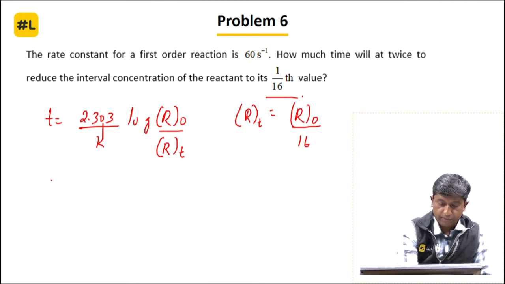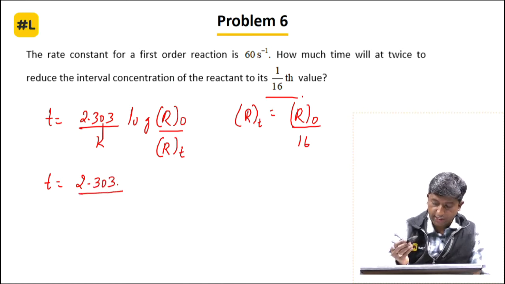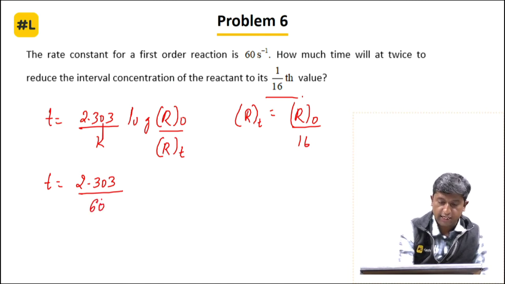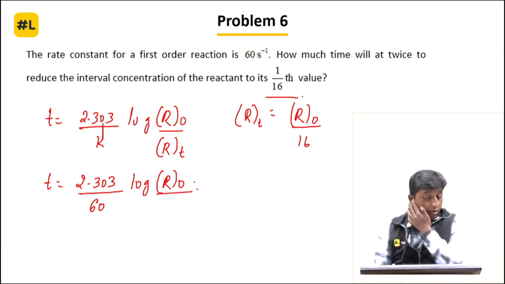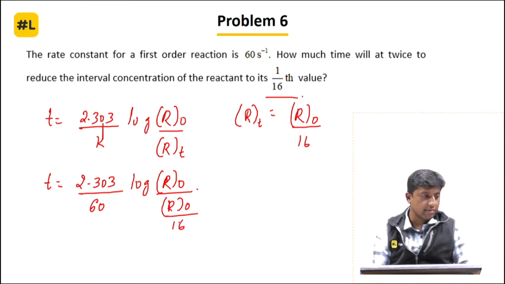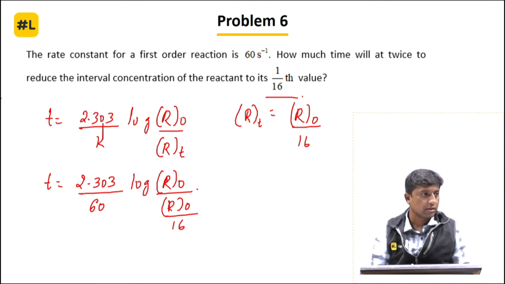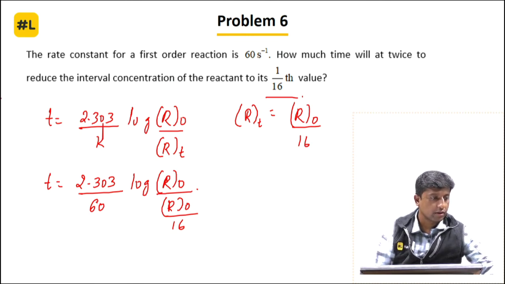We are going to get t will be equal to 2.303 by k. The rate constant they have given, students, in the problem, that is 60, into log of R naught divided by, what is RT here? It is again R naught divided by 16. Can any one of you calculate and tell me the answer? I will give you a few seconds here, just 10 seconds. Come on, Deepak. Anybody, can you tell me the correct answer?